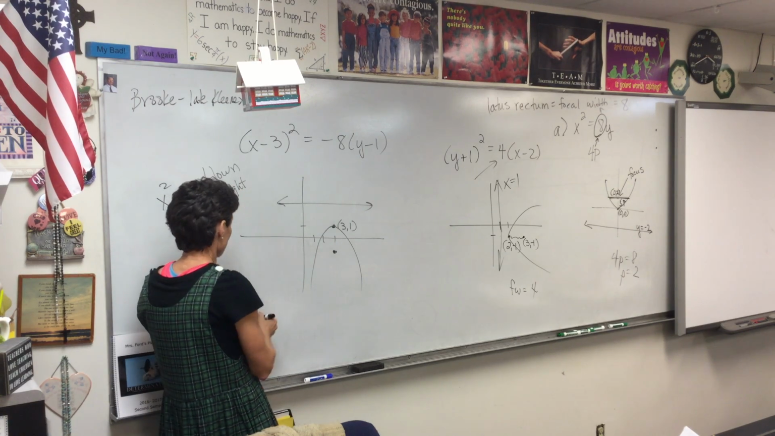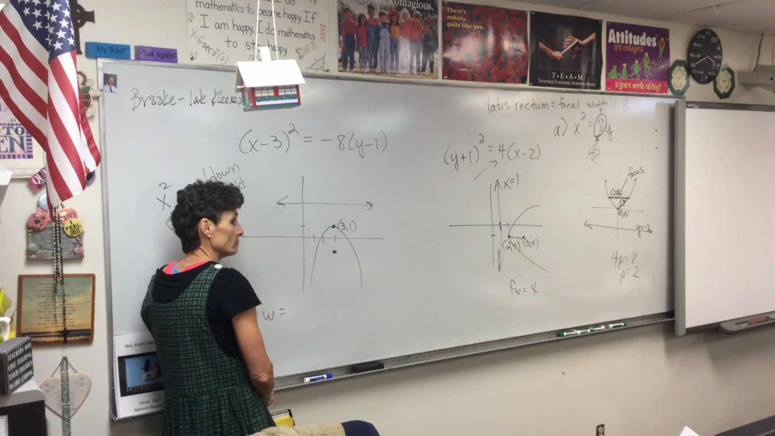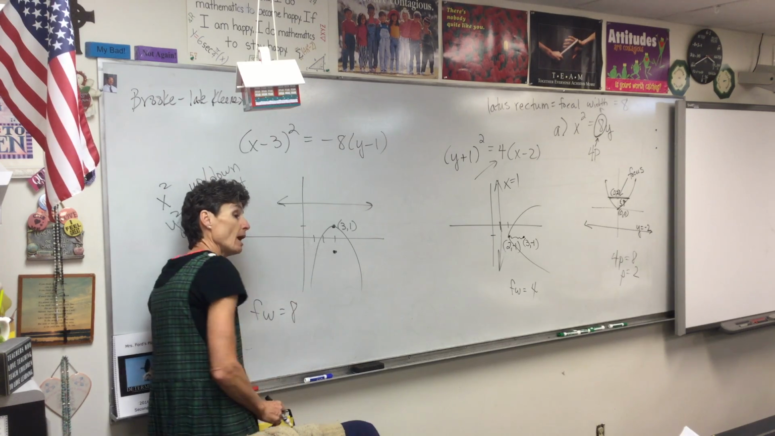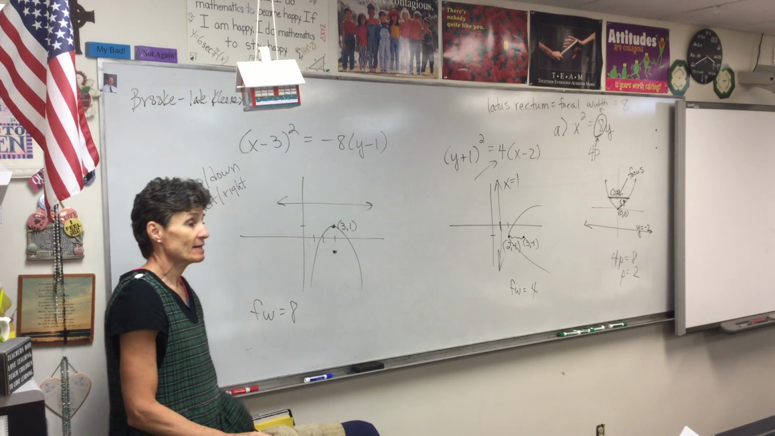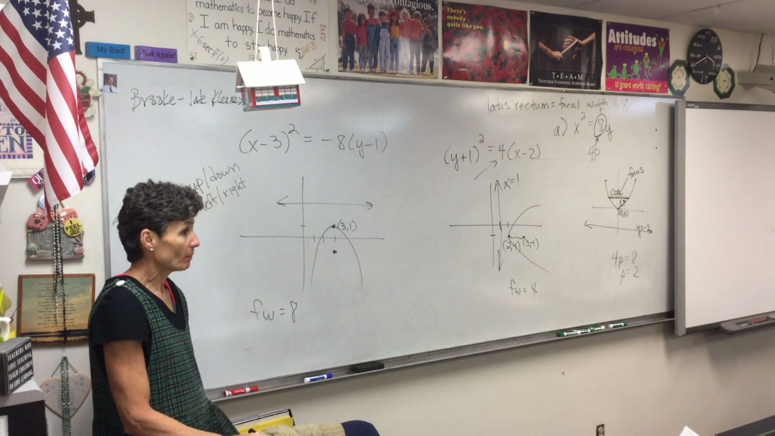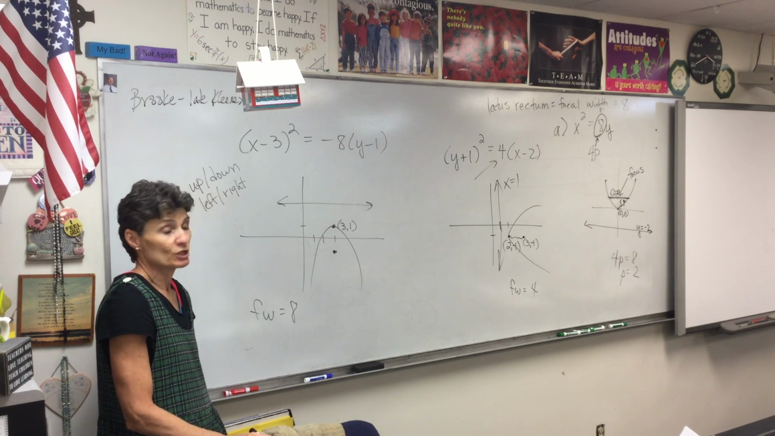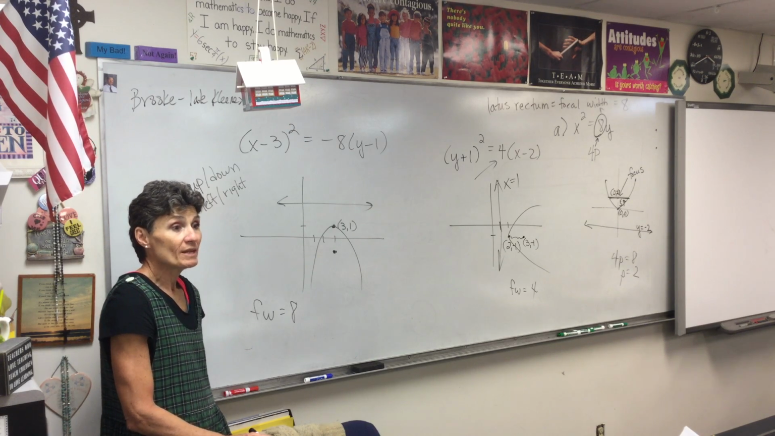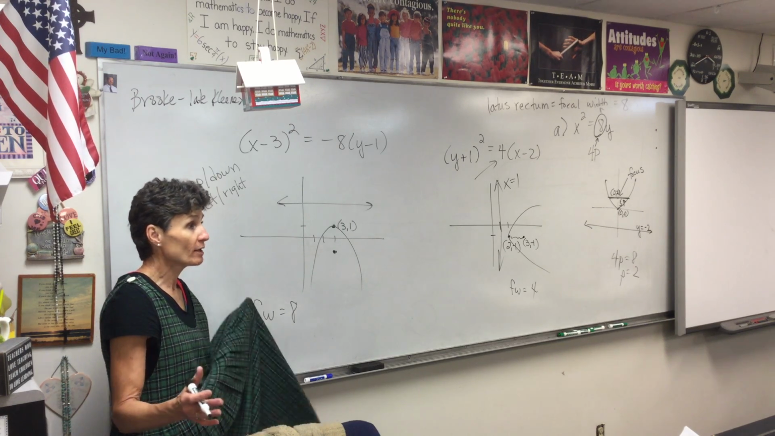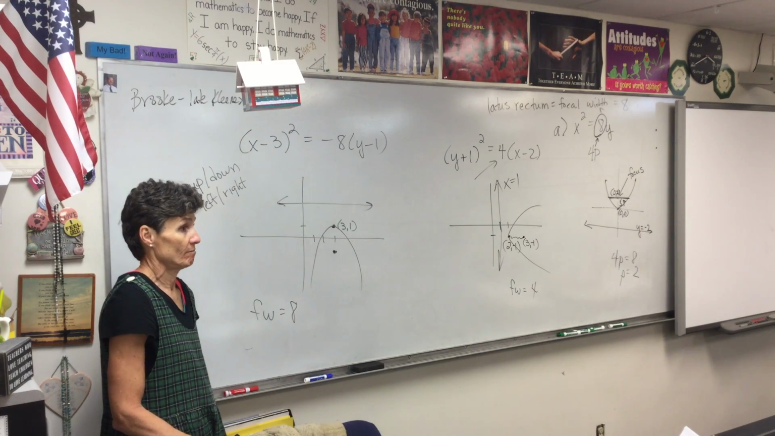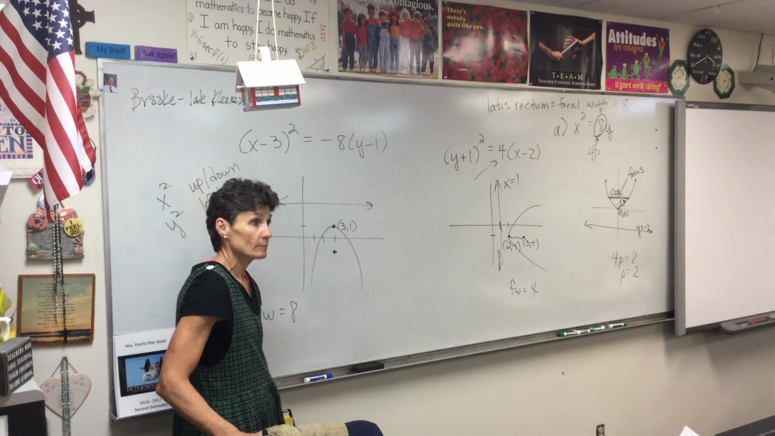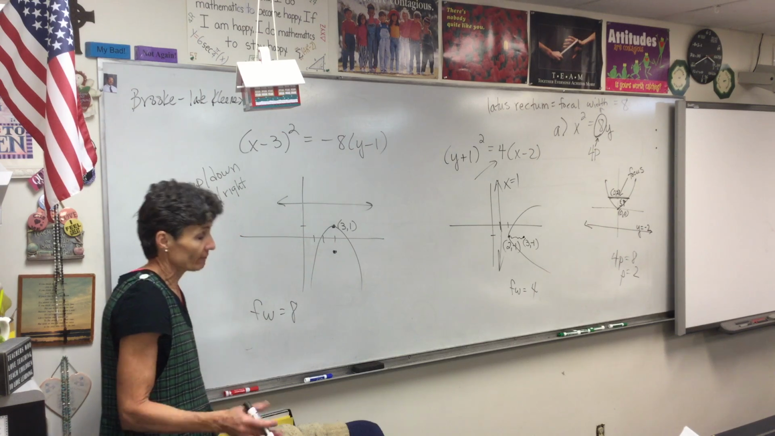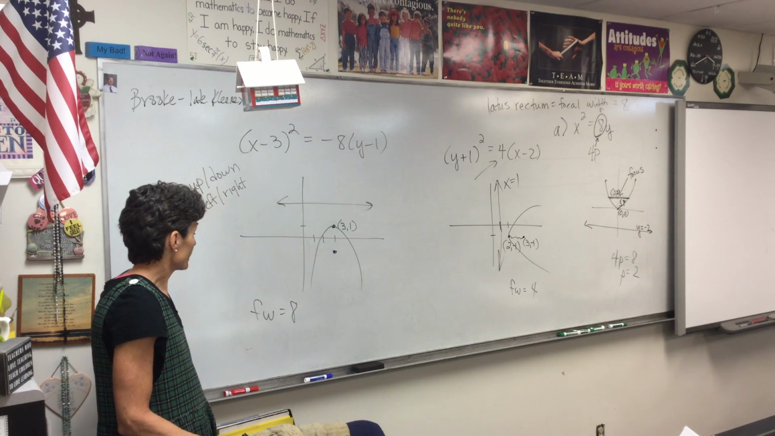Well, what's your focal width? We can answer that right now. 8. Now, I wouldn't say negative 8 because it's a width, and we probably don't want to have a negative width. I would just say 8. What would the negative do? The only thing the negative does for me is tell me the direction. That's right. I'm going to go down or left.